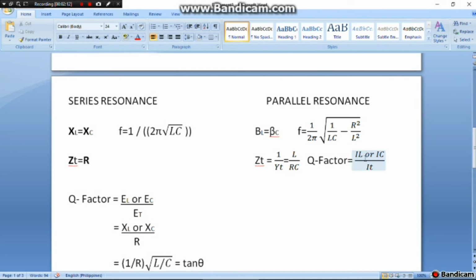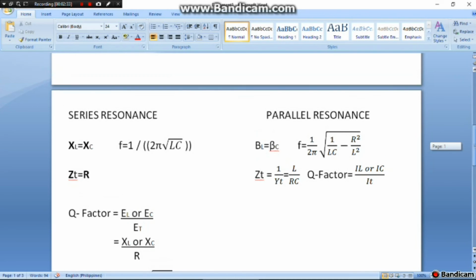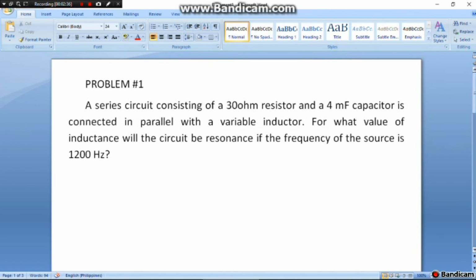And lastly, the quality factor is equal to the current of the inductor or current of the capacitor over the total current, and it is also equal to tangent theta. So now we will proceed to solving problems. This is our problem number 1.